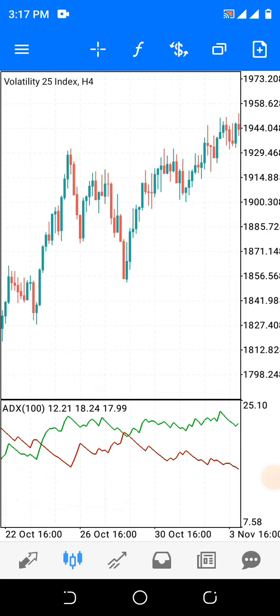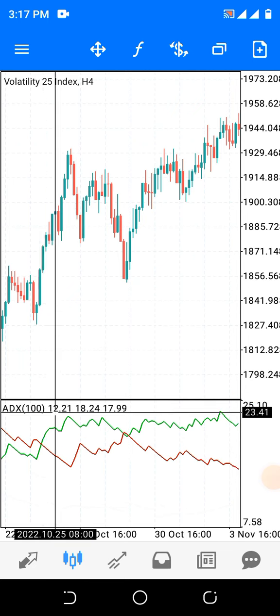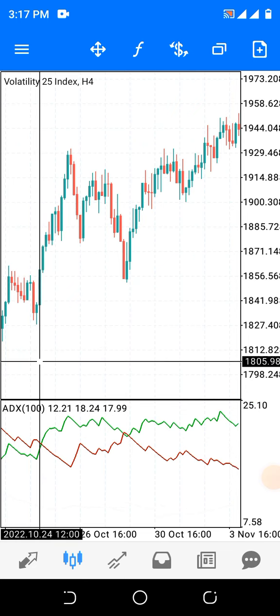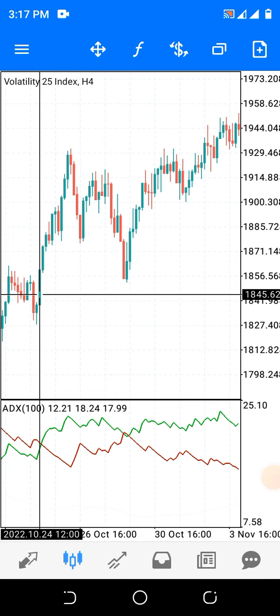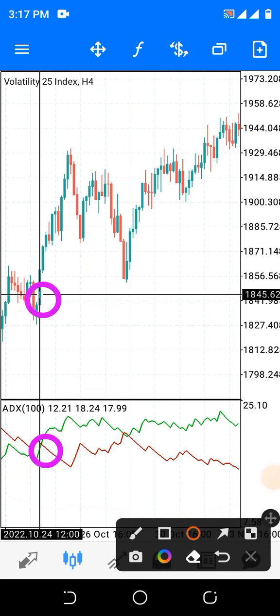Now here is another crossing. The green line crosses the red line of ADX. We trace it up. So here you make your buy entry. Do you understand? From the point where the crossing occurs, you make your buy entry here. Do you understand? And this is profit.